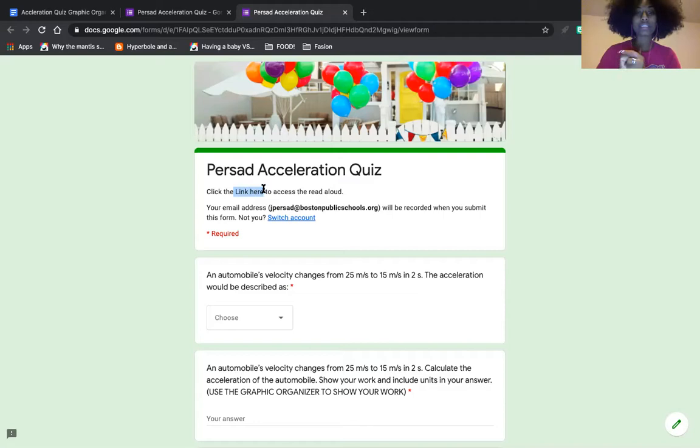Okay, let's get started. Question number 1. An automobile's velocity changes from 25 meters per second to 15 meters per second in 2 seconds. The acceleration would be described as A, negative, or B, positive.